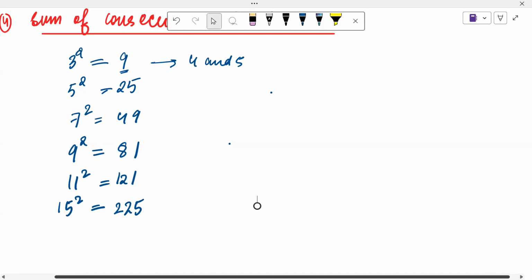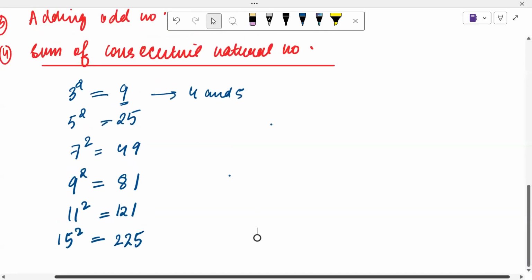Yes, ma'am. See the concept. First of all, understand the concept, then we'll go to the solution. What I'm trying to say is there exist two natural numbers which are consecutive. See, 4 and 5 are consecutive. Similarly, for 25, I will have 12 and 13.